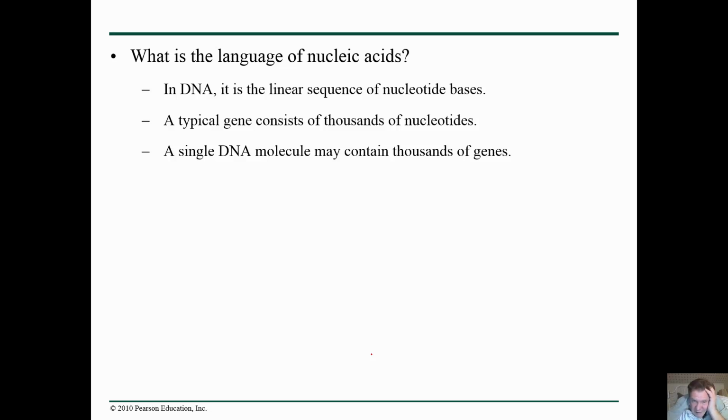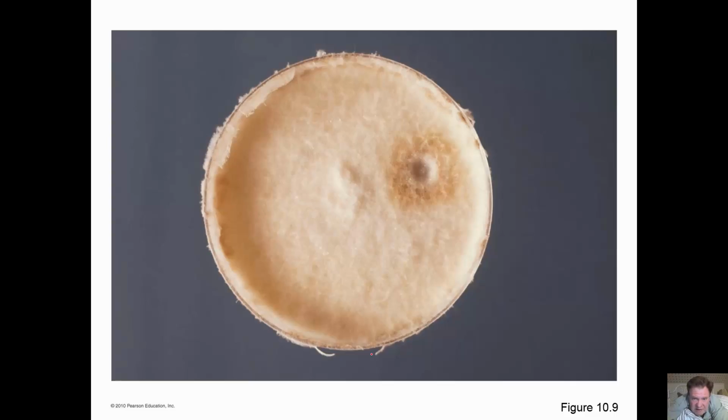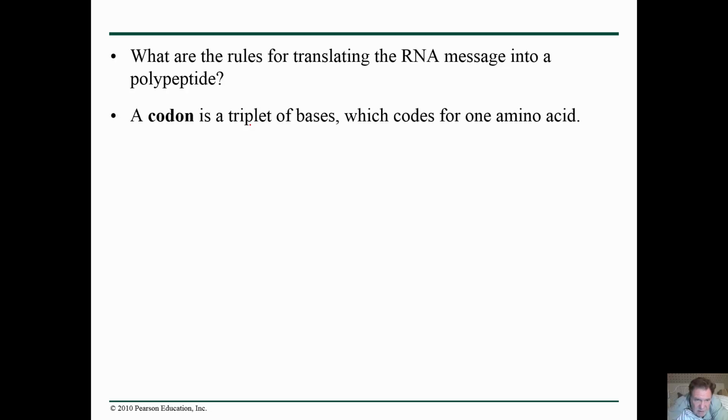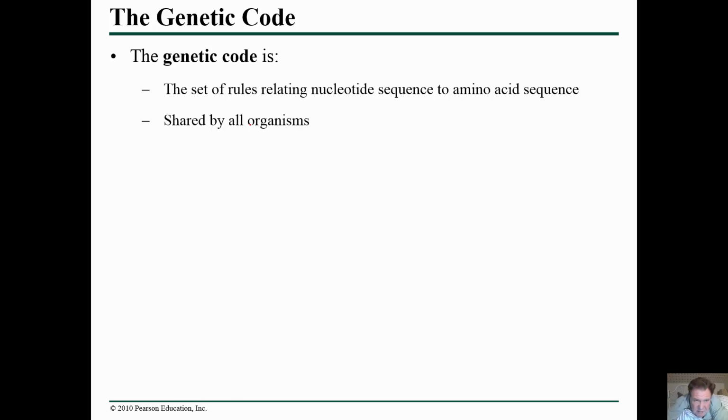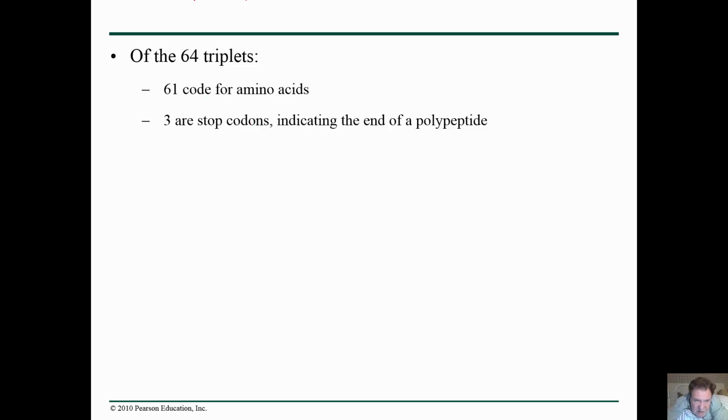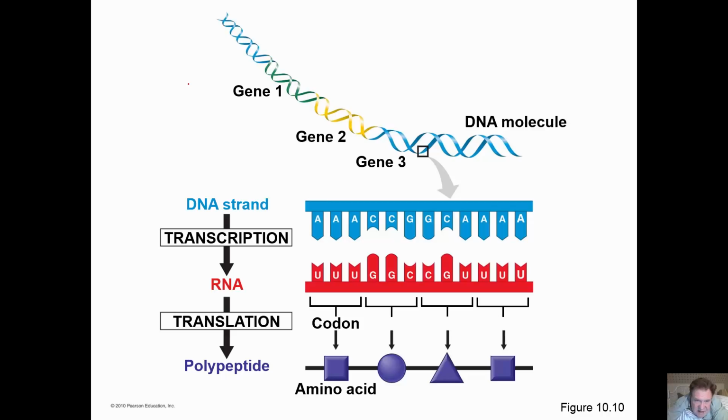One of the big codes that we cracked when we looked at DNA was basically what is that genetic sequence. This is looking at the bread mold Rhizopus that helped us crack this code. But basically what we have in a genetic code is what we call 64 triplets. There's 61 of these triplets that code for amino acids, and 3 are basically stop codons.